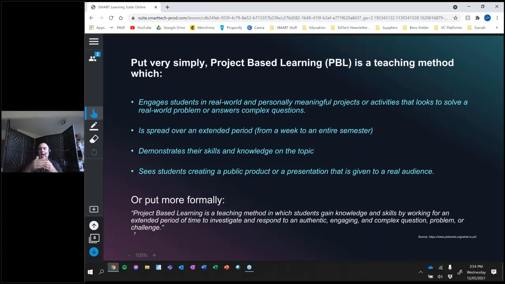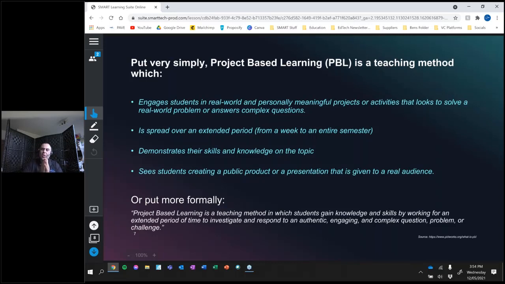You could do a variety of different lengths, whatever suits the project that you're running. But it's not just a one-off activity, or just an end-of-unit activity. It's spread over an extended period of time. It allows students the opportunity to demonstrate skills and knowledge on a topic or a set of topics. And it sees students creating public products or presentations that are given to a real audience.